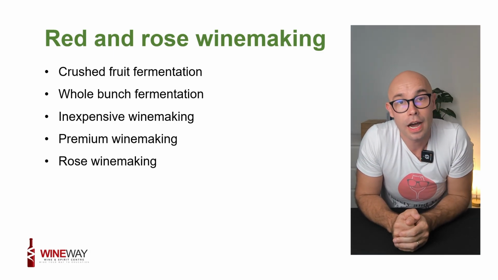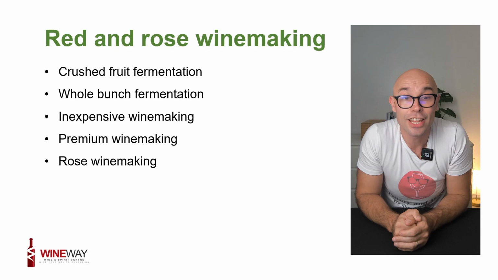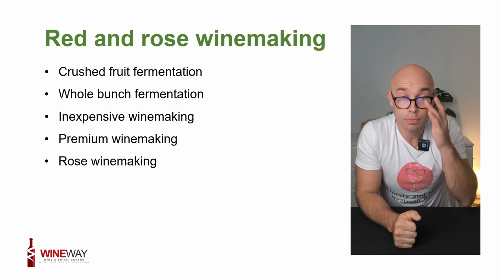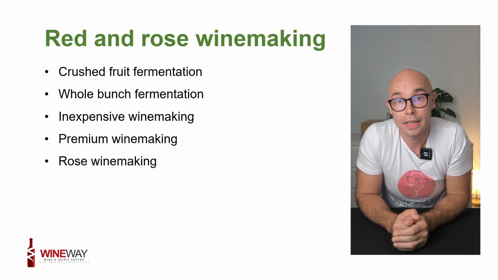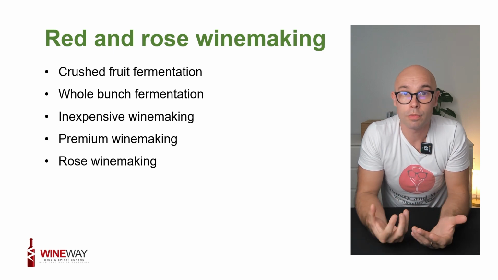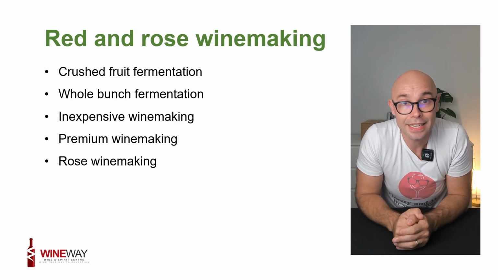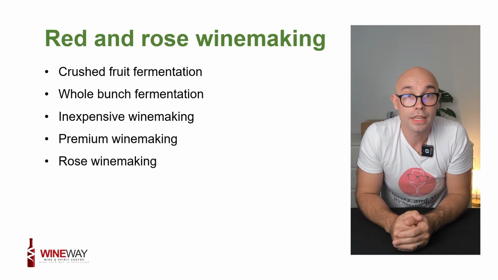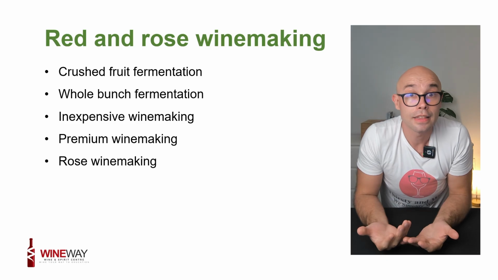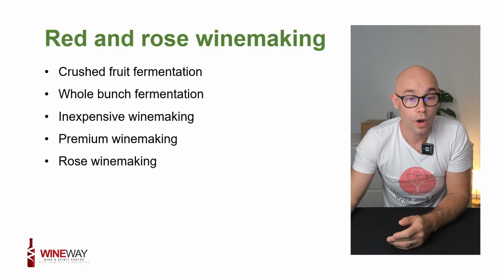In this video, I will be explaining the differences between crush fruit fermentation and whole bunch fruit fermentation, inexpensive versus premium wines, and rosé winemaking. As an example, I'm going to be using Cabernet Sauvignon, which will represent any kind of thick skin grape variety, and Pinot Noir, which will represent any thin skin grape variety for the winemaking purposes.